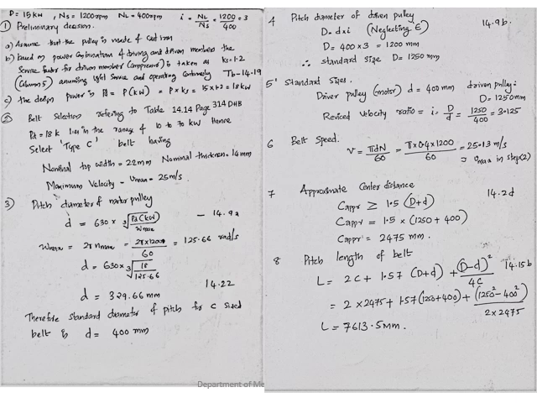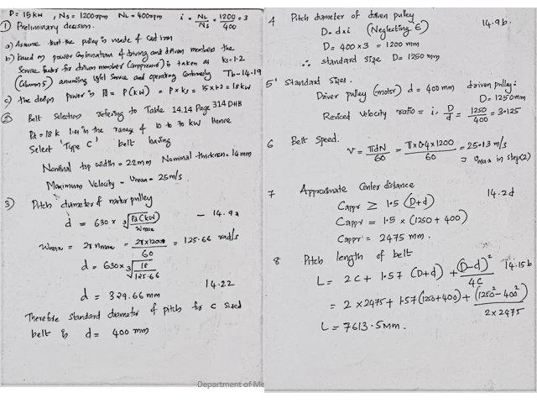An approximate center distance that we discussed when we discussed about the fundamental theory of V-belt in the previous video. C approximate is equal to greater than or equal to 1.5 capital D plus small d, and approximate center distance will be obtained as 2475 mm. This equation is available in 14.2d of data book.